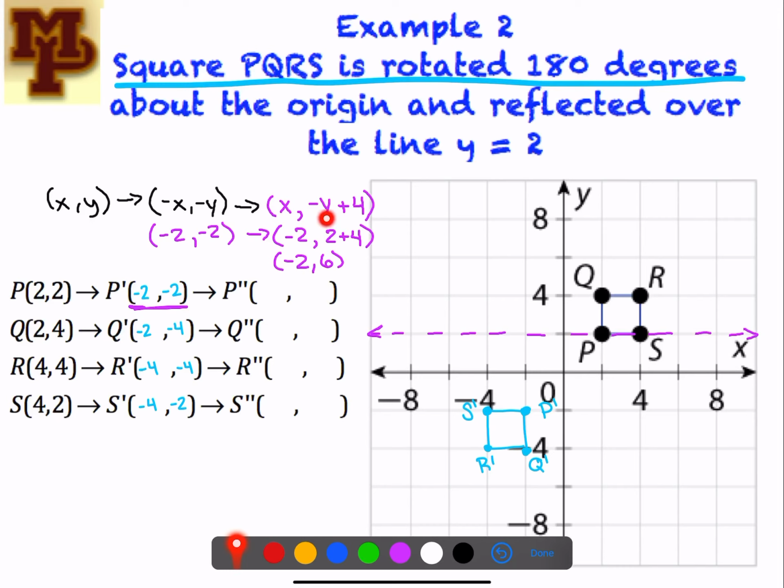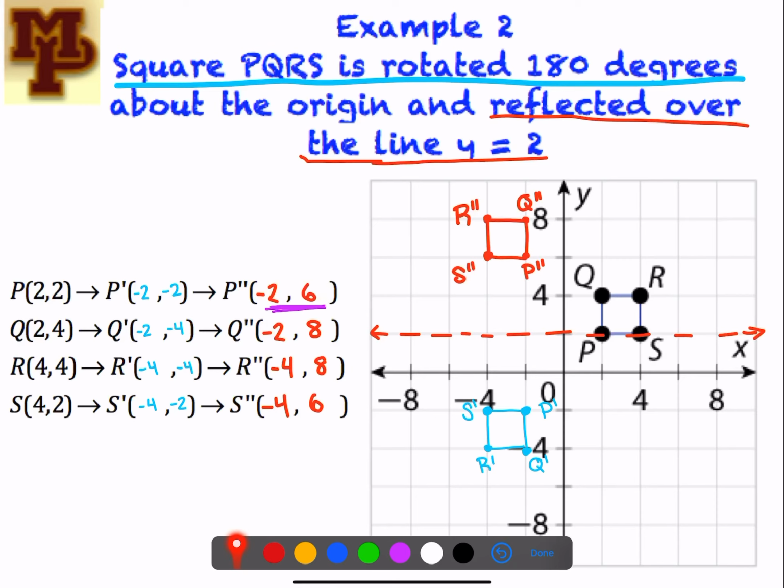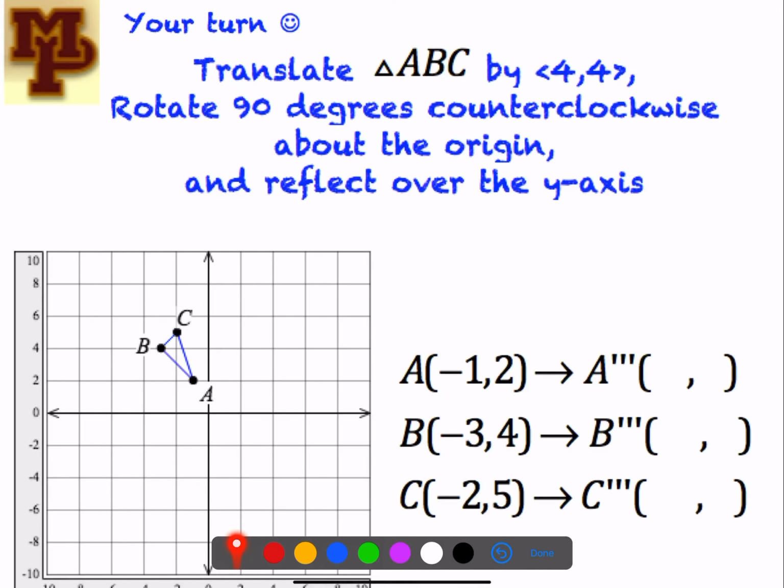So it'd be negative y, because again, it's a reflection still, so I need to follow that reflection. And then it's not over the axis, so it's going to be double the number of what the line is equal to. So plus 4. All right, and again, I did that rule with each of these points in blue to give me each of the points in red. All right, next up, go ahead and try and do this triangle.